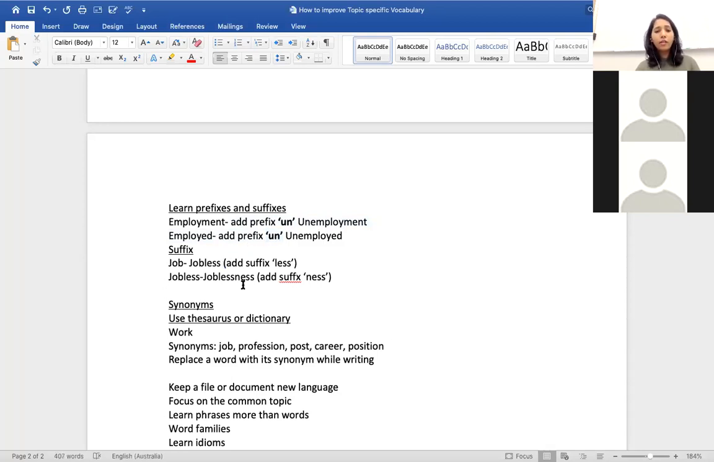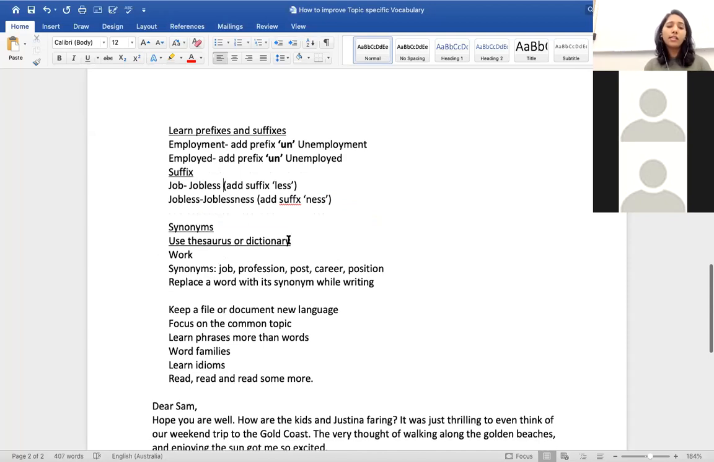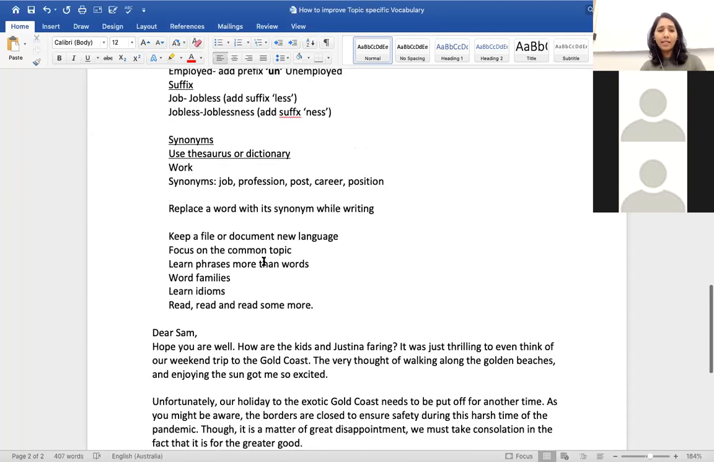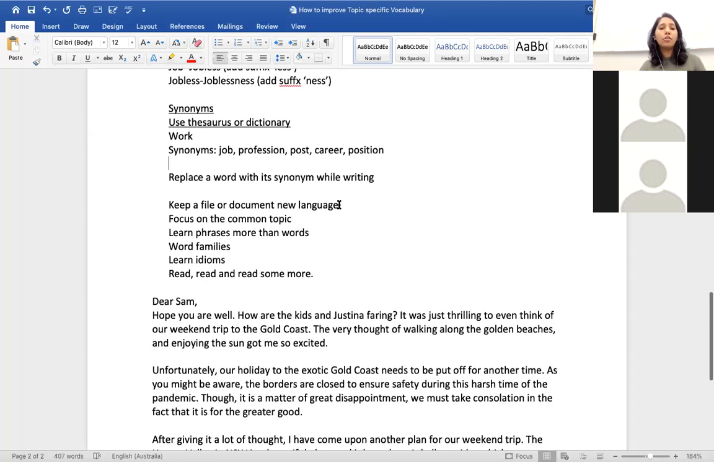Then you'll think of synonyms for that. For this, you need a thesaurus or a dictionary. What are the synonyms for job? Employment, work, then what else? Post, profession, career, position. All these are your synonyms. Then you replace a word with its synonyms while writing. Then keep a file or a Word document for this. Whenever you're learning new language or new words, keep a file.